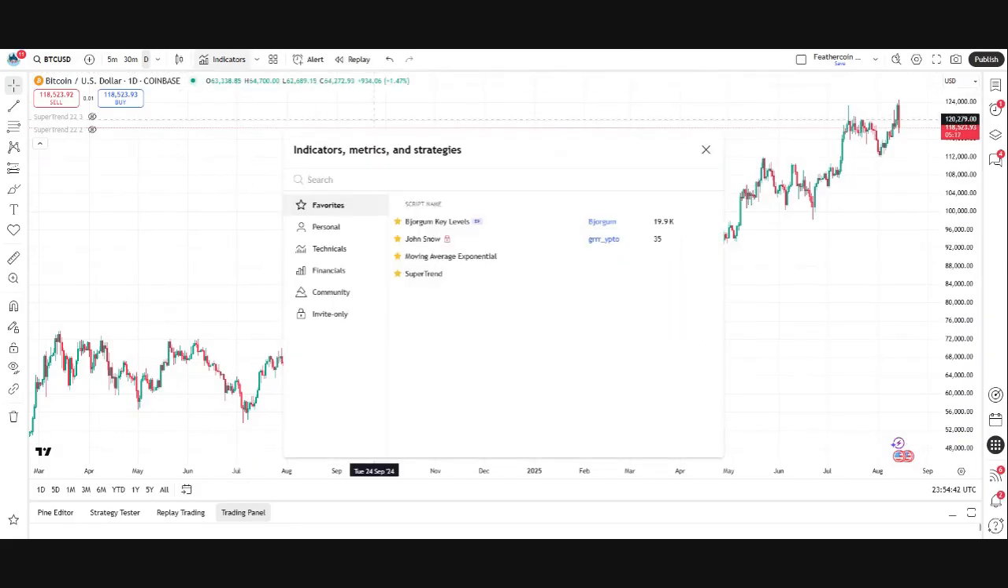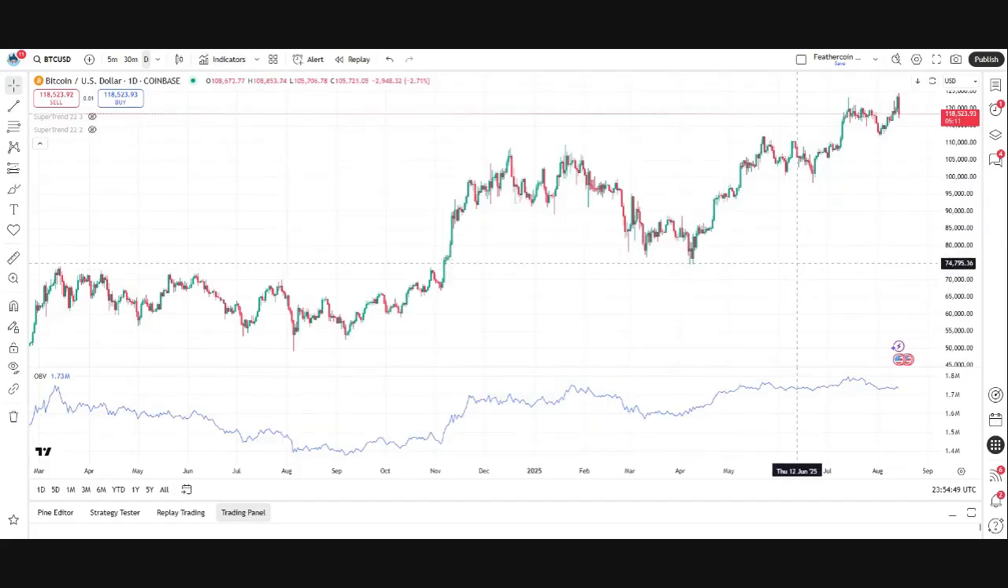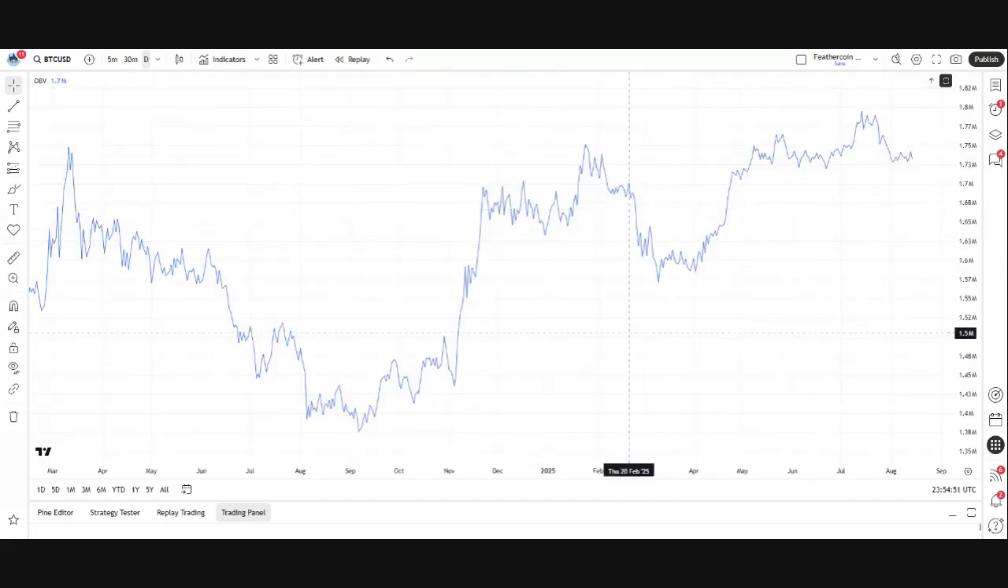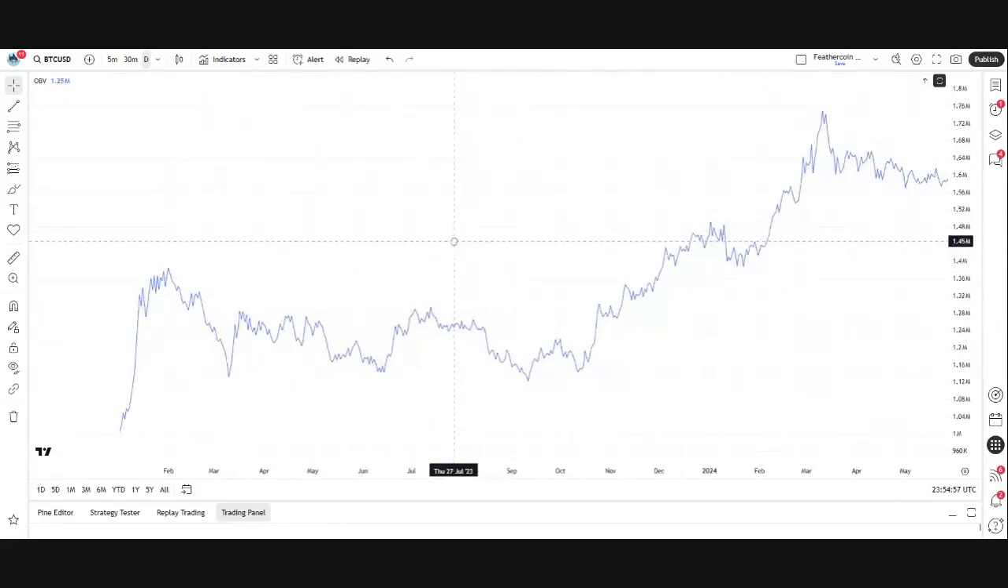So first, to add it, again, OBV, it's a free indicator. I just use this one that comes up. I don't change any of the default settings. So we're going to go back in time and kind of test things out without knowing what the price of Bitcoin was at the time. So we'll just pick a period.